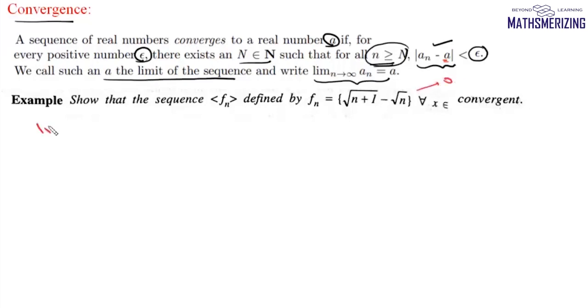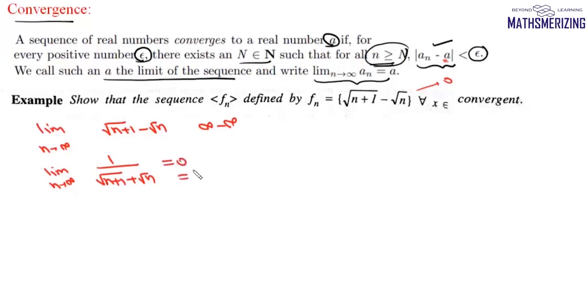If we take this limit, n tends to infinity of root of n plus 1 minus root n, then it is infinity minus infinity form, and if we multiply it with its conjugate, we'll get this as 1 upon root of n plus 1 plus root of n, which is 1 by infinity, and the value of this limit is 0. So this sequence converges to this number a, which is 0, and this 0 is the limit of this sequence. Now once we know the value of a, we can use this method to show that the sequence is a convergent sequence.